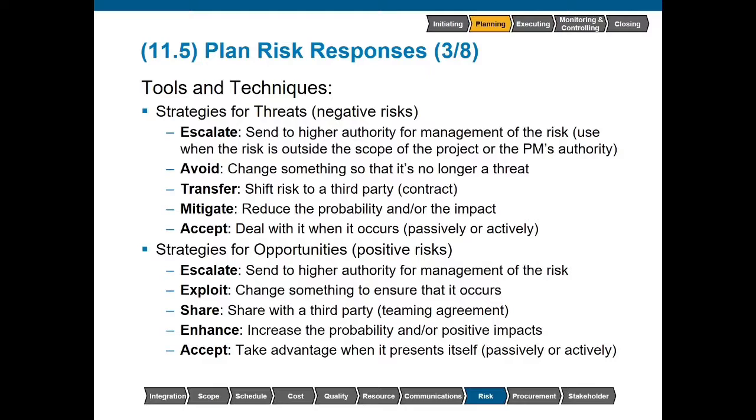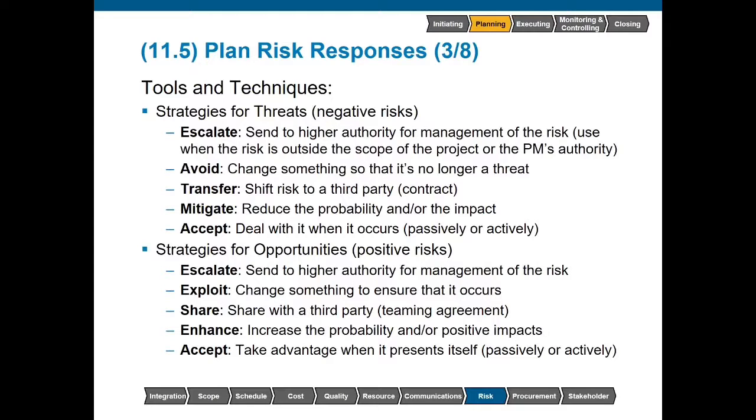For avoiding or exploiting, this is typically used when we've identified a risk event that is either severe in impact or very lucrative in impact. So we decide that we will change some aspect of the project to either make it go away or to make sure that it does happen.